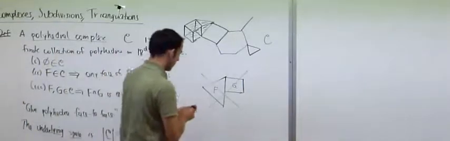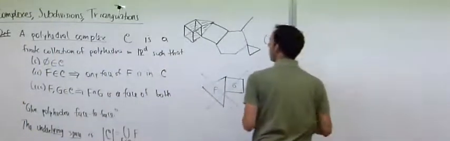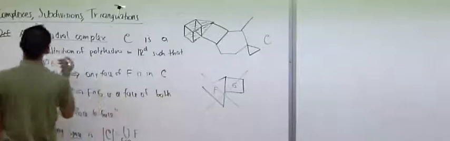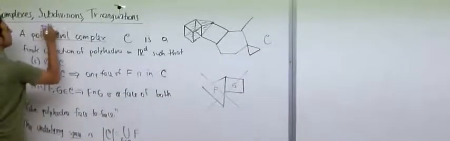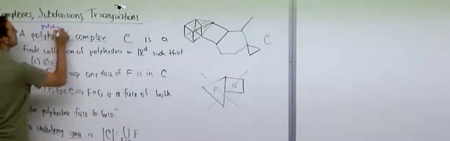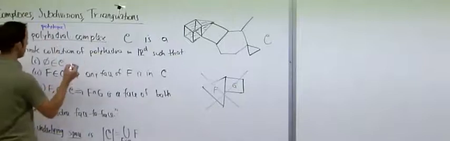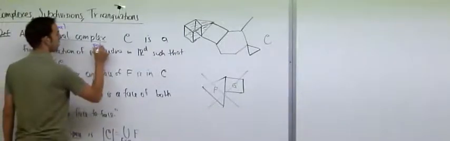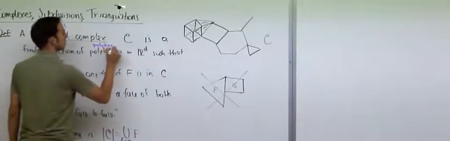Let me say that this is an example of a polytopal complex because all my polyhedra are polytopes. They're all bounded. If that's the case, then I call it polytopal.